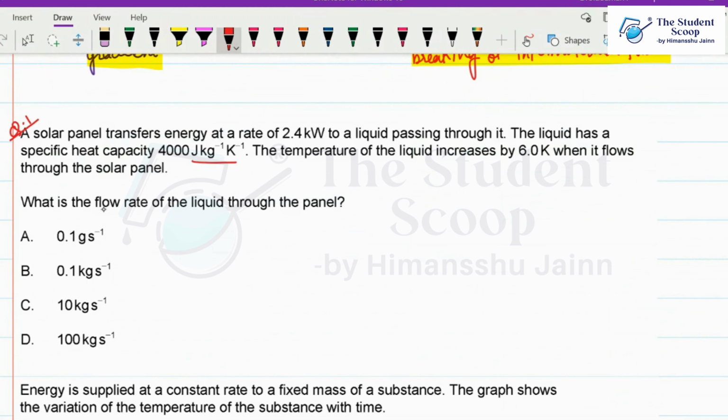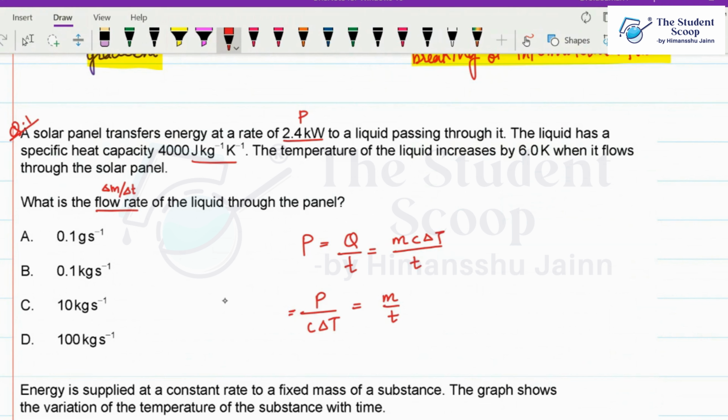The flow rate is something that is change in mass over change in time. Here we can start with the equation, since they have given us the power, the specific heat capacity and the temperature change. The power provided is energy over time, and the energy provided is increasing the temperature, so I can replace this with mcΔT over time. What we require is mass over time, so I can rearrange this equation by taking all of the known quantities on one side and mass over time on the other side. This is our flow rate.